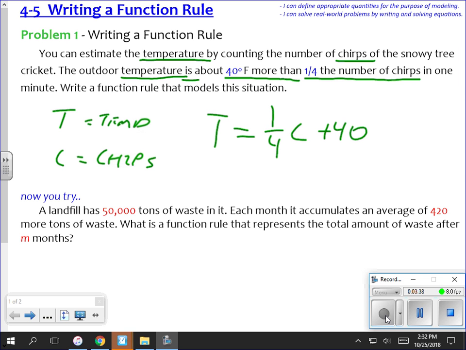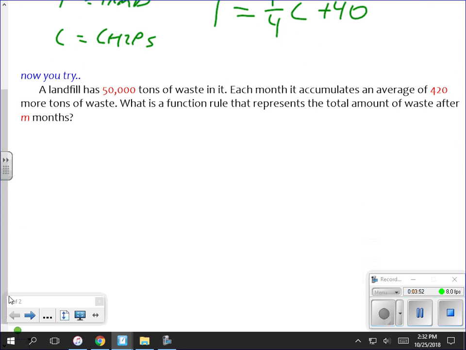Now you have an equation. Count the number of chirps, divide that by 4 and add 40, and that's about the temperature. And it's actually not that far off. Okay, it's pretty close. Okay. So let's look at the second.